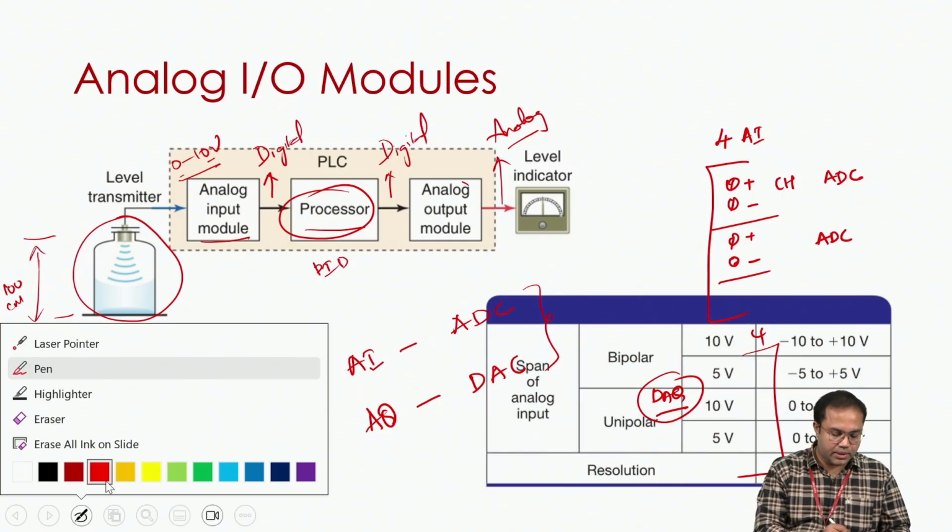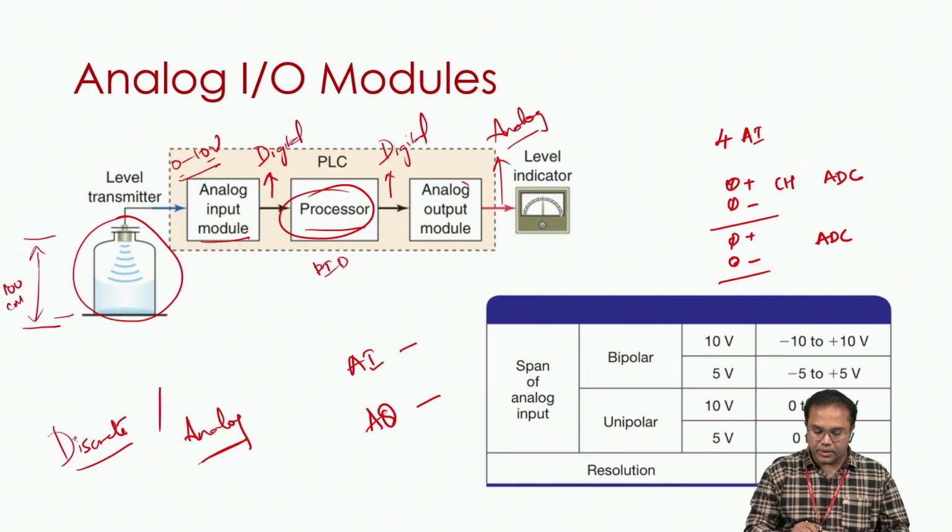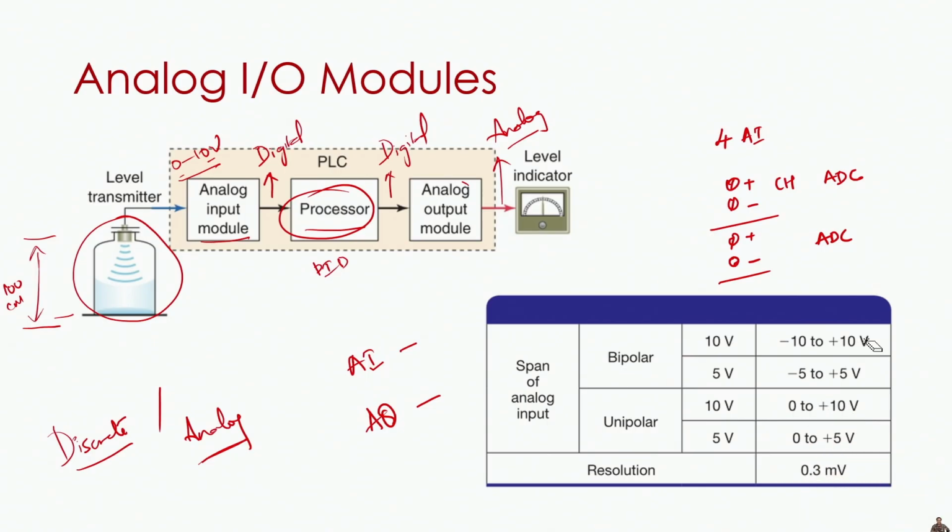Now let's look into the signal type here. In the signal type, we can see the span of an analog signal. If it is bipolar, we can have from minus 5 to plus 5 or minus 10 to plus 10. Bipolar is nothing but the range starts from the negative. If it is unipolar, the range starts from 0 onwards, right? So minus 10 to plus 10, minus 5 to plus 5 in bipolar, and 0 to plus 10, 0 to plus 5 in unipolar, right?